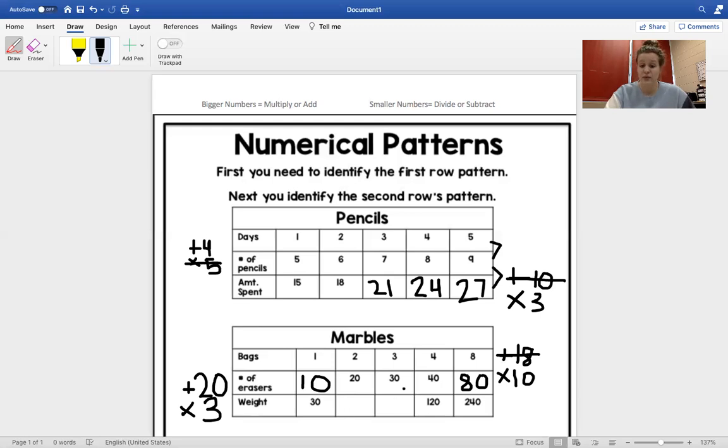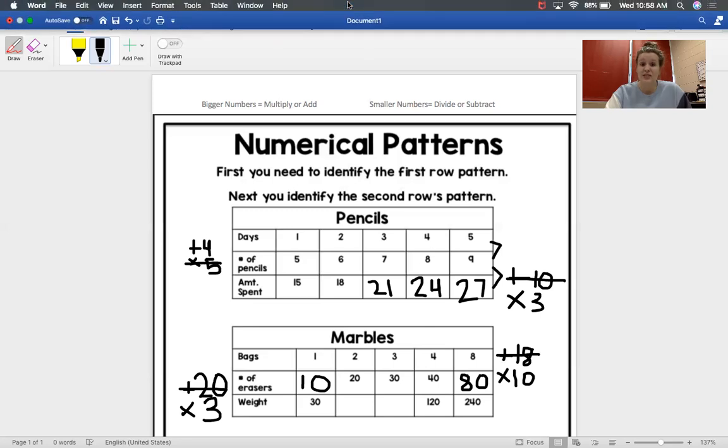Well, we can't check it with 20 and we can't check it with 30 because those are the boxes we're trying to fill in. So let's check it with 40. 40 plus 20 is 60. But my weight is 120, so that's not going to work. But what is 40 times 3? Well, 4 times 3 is 12, and then I have that 0, so it's 120. So I know that my rule is going to be times 3. Now let's fill in those other boxes.